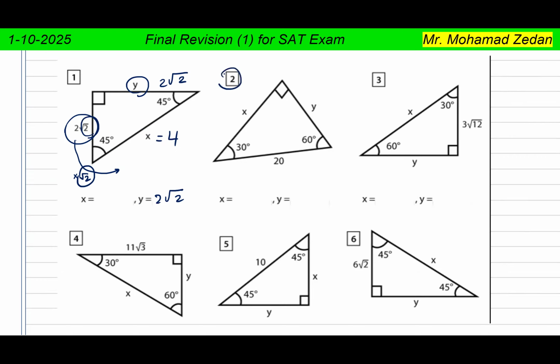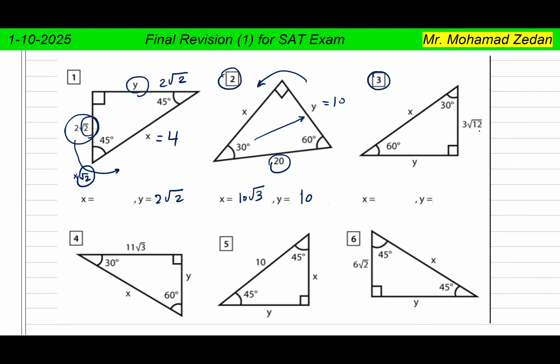Come back to the 30-60 triangle again. The hypotenuse is 20. What is the length opposite to the angle of measure 30? Who can say? You forgot. Always halve the hypotenuse. This triangle is a little bit stretched up. It's not drawn to scale. This y is 10 and the other side is 10 radical 3. Okay? Again and again, 30-60 triangle.